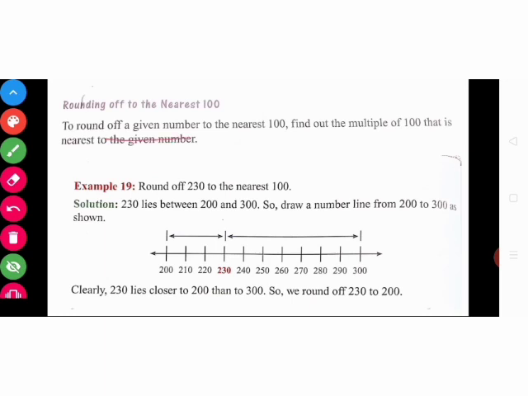To round off a given number to the nearest 100, find out the multiple of 100 that is nearest to the given number. Look at the example. Round off 230 to the nearest 100. This 230 lies between 200 and 300. This 230 is closer to 200. This we can say rounded down. So we round off 230 to 200.